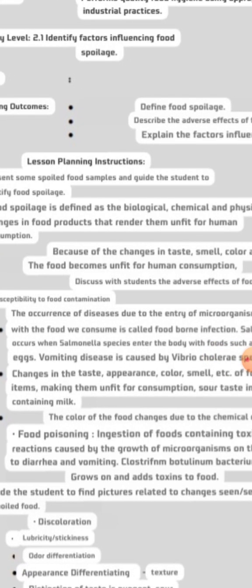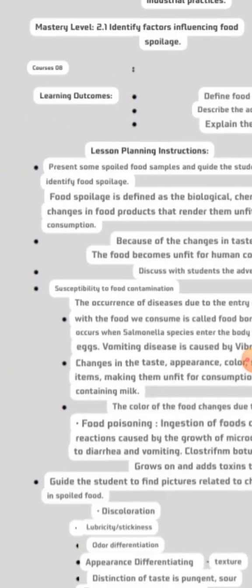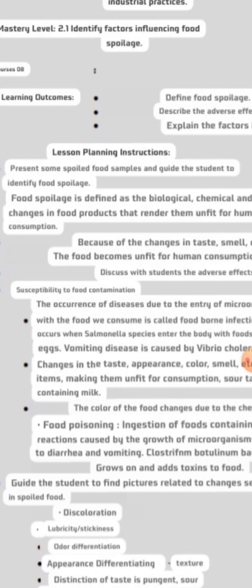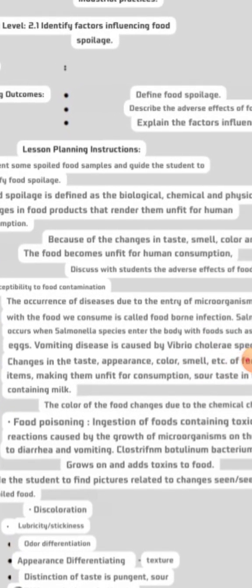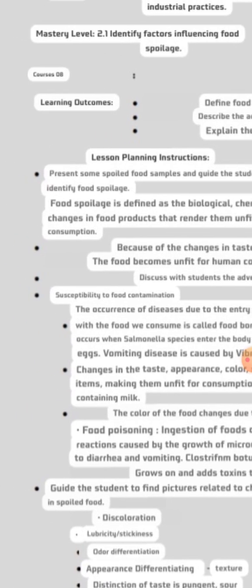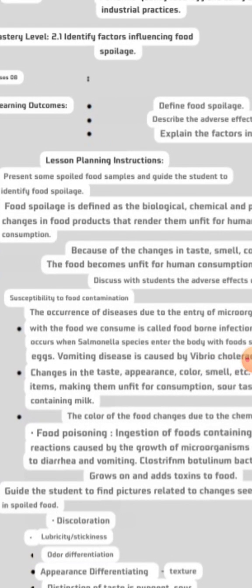Food spoilage is defined as the biological, chemical and physical changes in food products that render them unfit for human consumption. There can be biological, chemical and physical changes in food products. Due to those changes, when the food is converted in a way that a person couldn't consume it, we call it food spoilage.